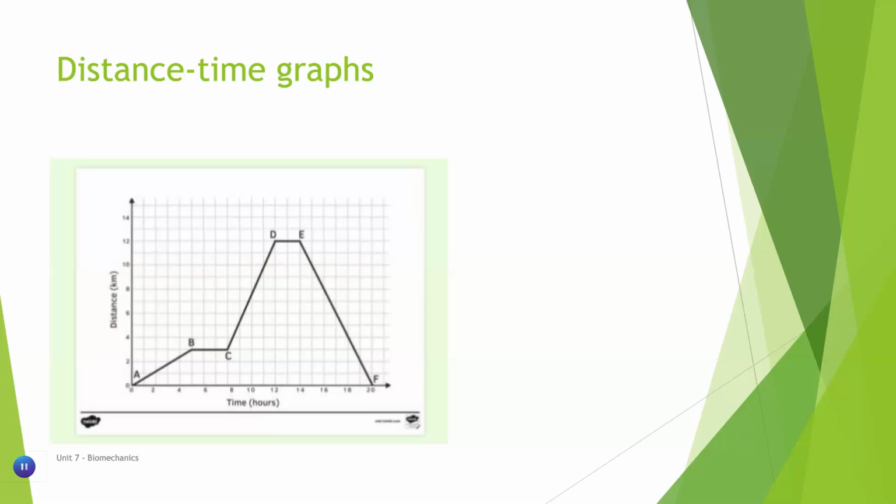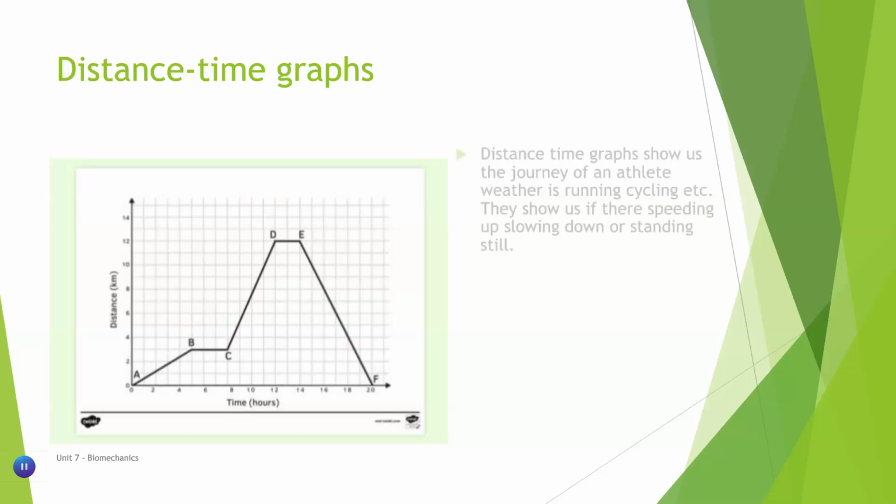Distance time graphs are used to show us the journey, distance traveled, of an athlete and can show us the speeds they travel at. So if you look at the graph, you can see the different points labelled, which is where athletes change their speed. If you look from A to B, you can see that the athlete accelerated as the distance went from nothing, 0, to 3.